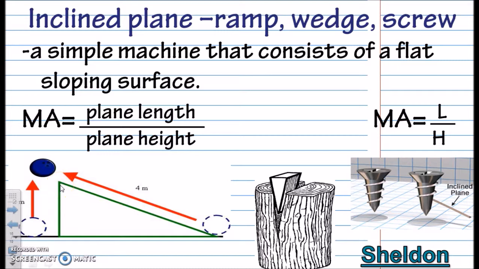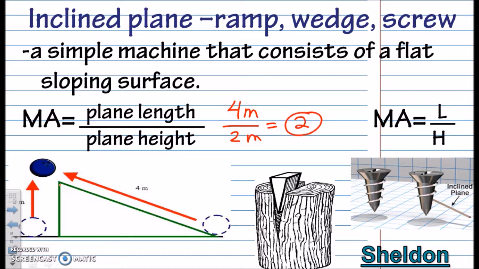Let's set that up as the plane length over the plane height. So the plane length in this is 4 meters, and the height that they're lifting that bowling ball is 2 meters. And anyway, so it's going to have a mechanical advantage of 2.